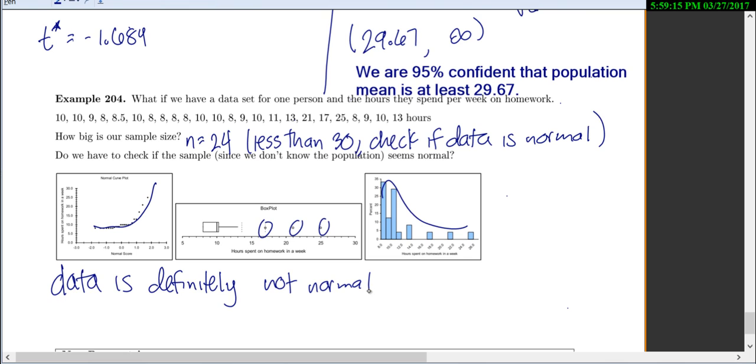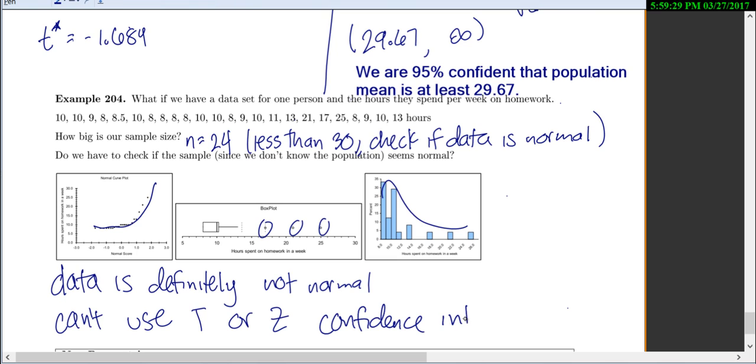And because we had a small sample size and it's definitely not normal, then we can't use a t or z confidence interval. Whichever one they might have asked us to use, we can't use either one. So because it's a small sample size and it's not normal, you can't use either one. You have to have either a big sample or normal data.